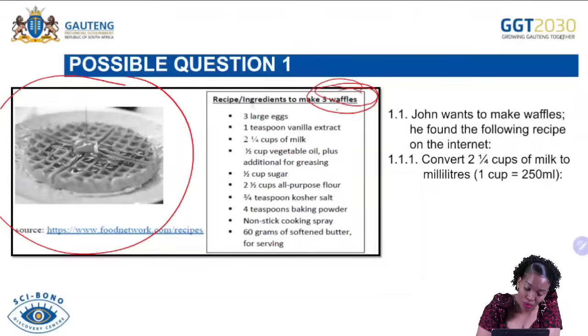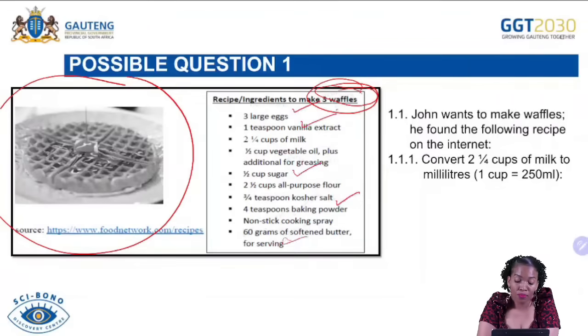So for this recipe, we will need 3 large eggs. There will be a teaspoon of vanilla. There's half cup of sugar. There's 4 teaspoons of baking powder. There's 60 grams of softened butter for serving. So there's a lot of ingredients, but those are the ingredients for our waffle recipe. So here, let's go to the questions.